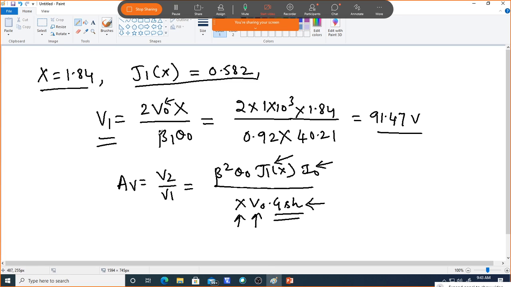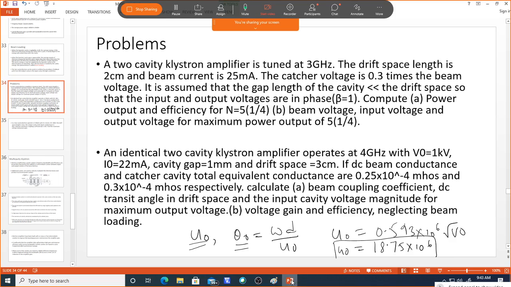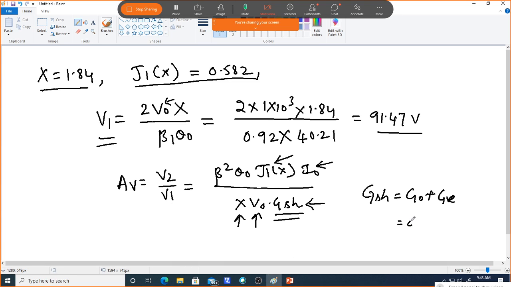Okay, so GSH is given by G naught, the DC beam conductance, plus the catcher cavity equivalent conductance, or you can call it GE. What is the DC beam conductance? It is 0.25 into 10 power minus 4, plus this total equivalent conductance. So now GSH is 0.55 into 10 power minus 4. So now put this value here.